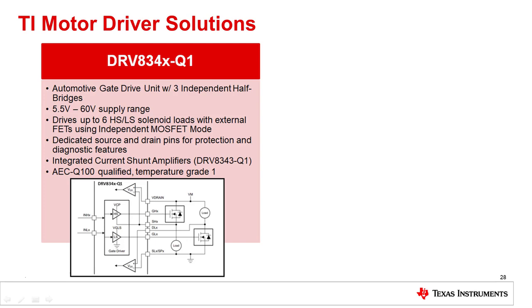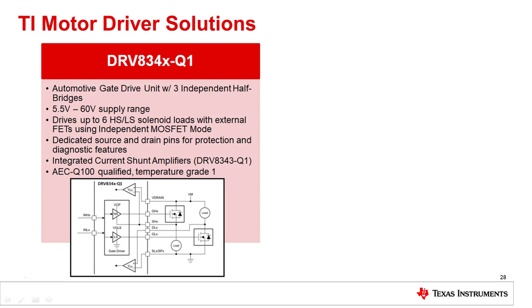The gate drivers have dedicated source and drain pins to monitor and protect the system in the case of fault conditions. The DRV8343Q1 includes 3 integrated current shunt amplifiers that can measure motor phase currents through a low side shunt resistor.